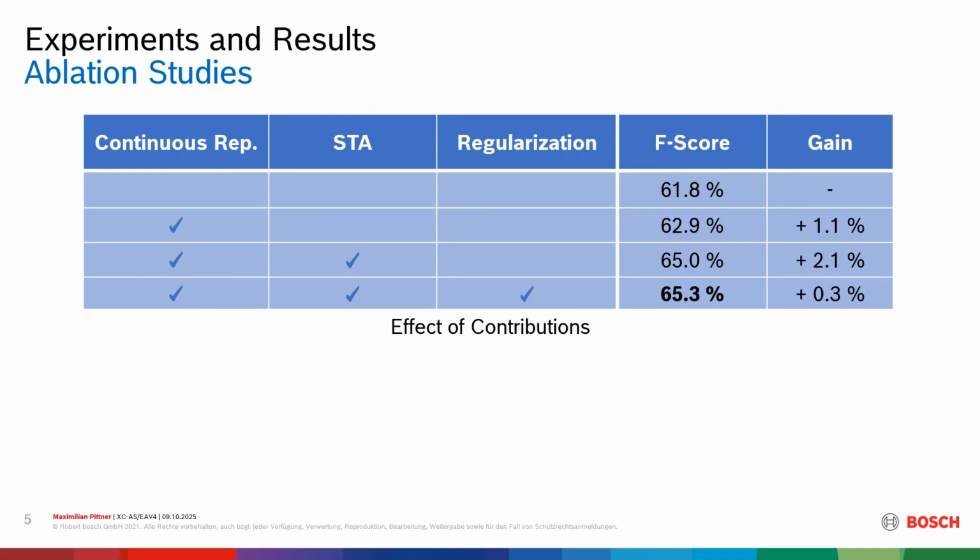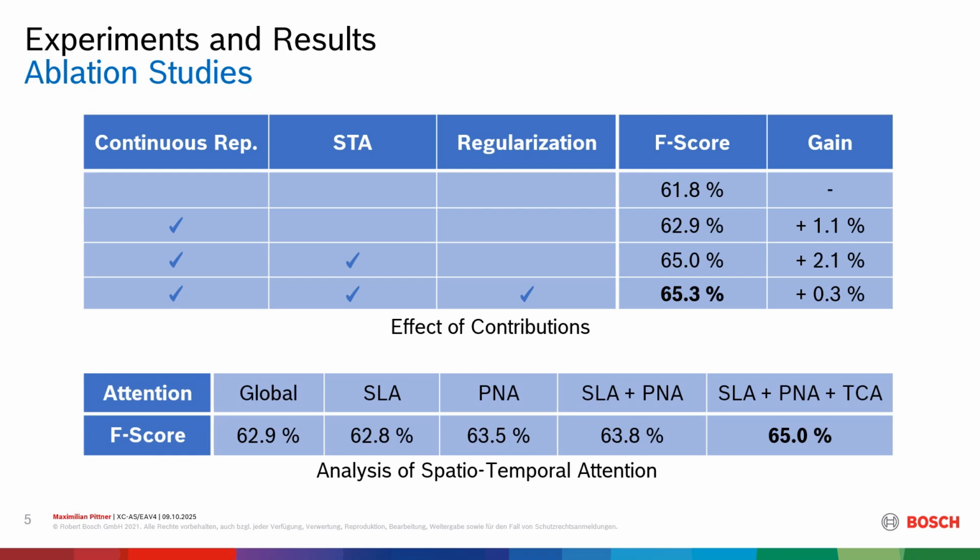We conduct several experiments on OpenLane as well as other datasets and show that each of our proposed contributions results in significant improvements. The most positive effect is caused by our main contribution, spatio-temporal attention. Combinations of spatial attention mechanisms SLA and PNA result in increased F-score, and adding temporal cross-attention proves best results.